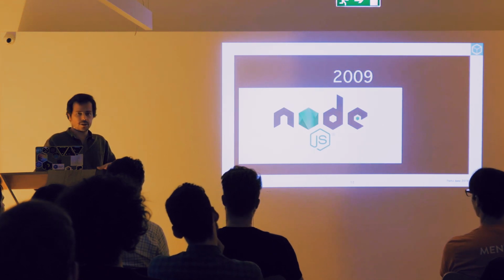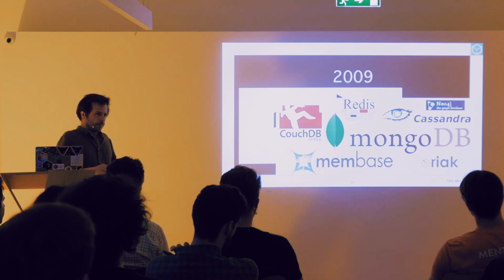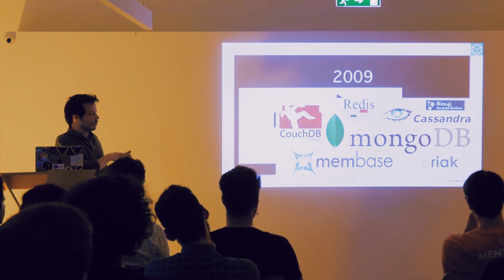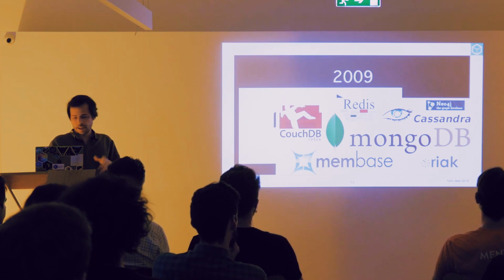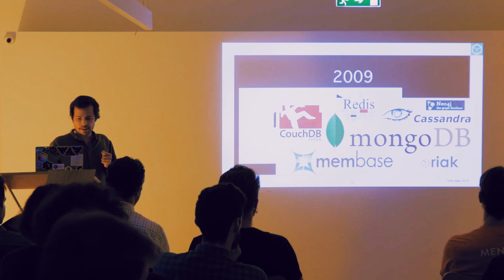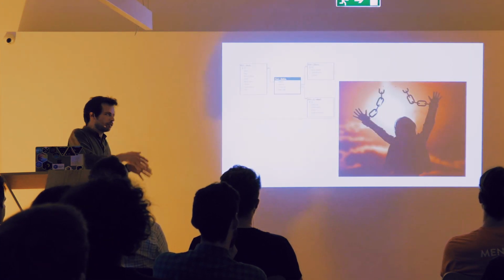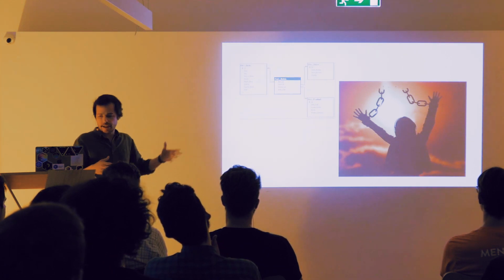later, 2009, Node.js came about, and with that, the NoSQL movement started emerging. So a bunch of alternatives to SQL data stores like CouchDB, Redis, MongoDB, and Cassandra, and some others. And it freed us, being JavaScript and document-based, freed us from the shackles of relational data.